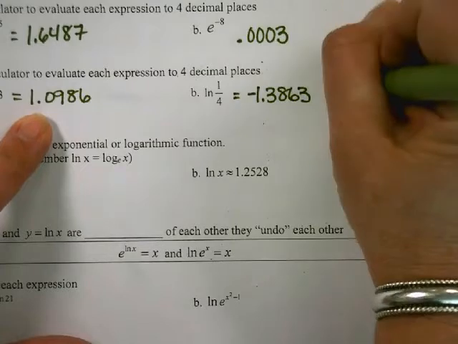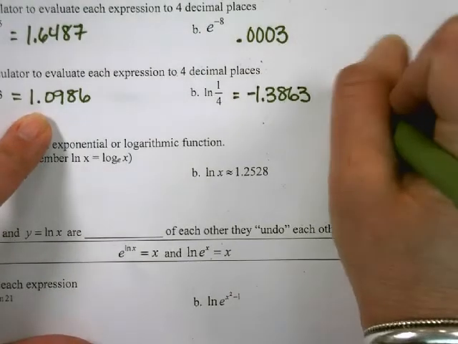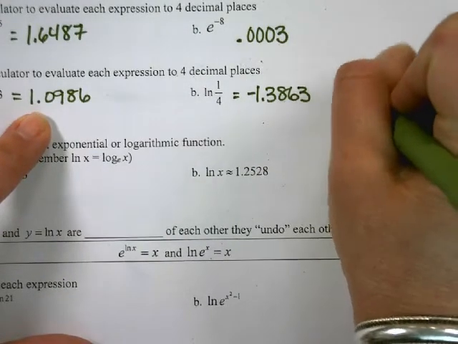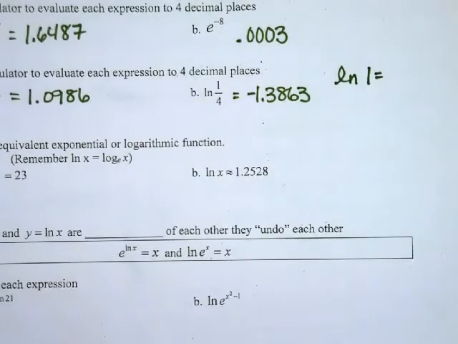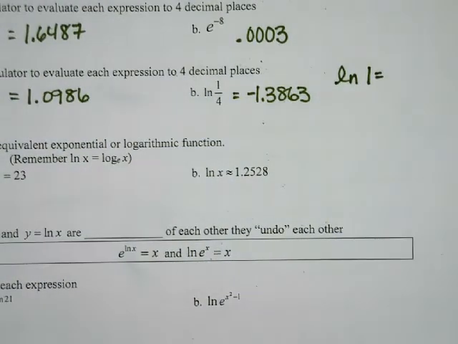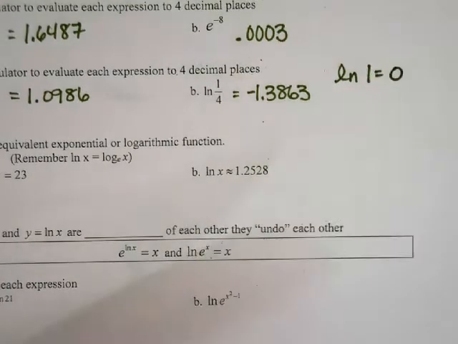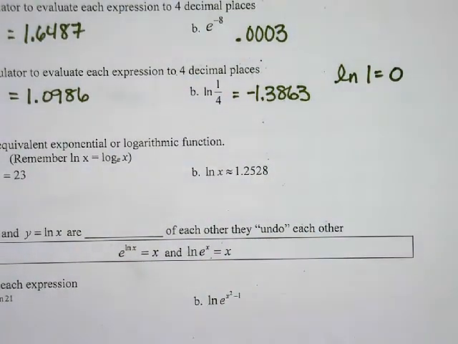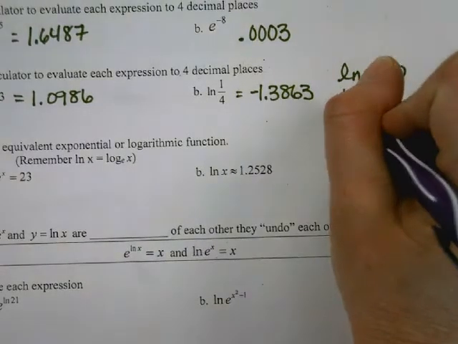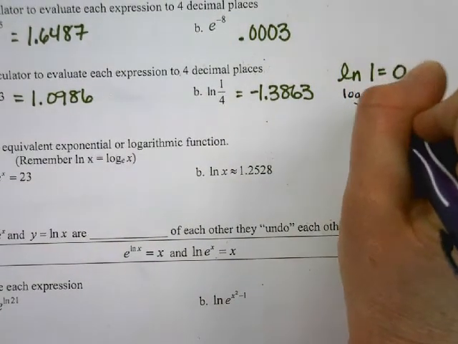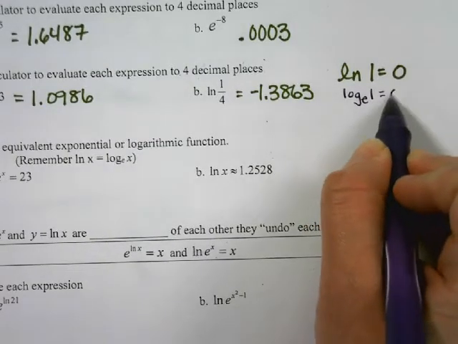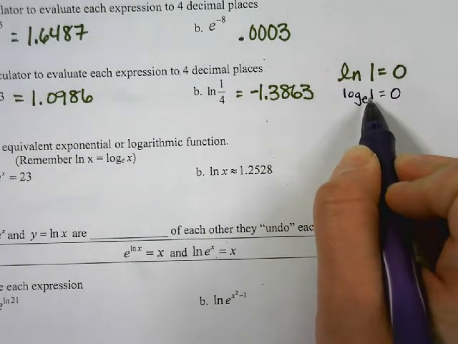Okay, these ones aren't on your notes, but I want you to try them. Try the natural log of 1. Zero. How does that work? Let's think about it for a second. Oh, because it's e to 0. Yeah, anything to the 0 power is 1. So this guy really is log base e of 1. So e to the 0 power would have to be 1.